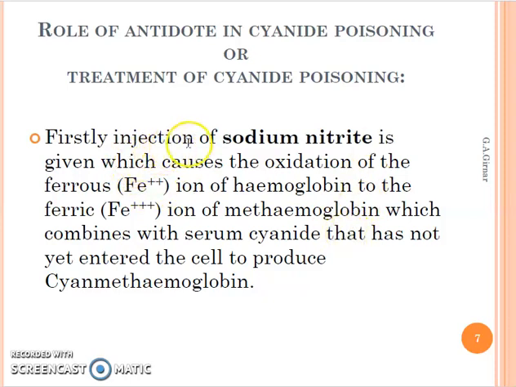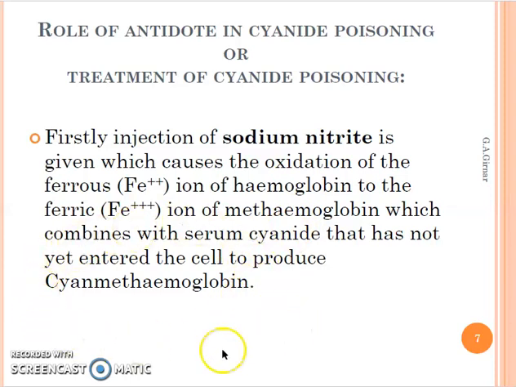In case of cyanide poisoning, first the injection of sodium nitrate is given to the patient, and after giving this injection, the sodium nitrate causes oxidation of the ferrous ions which are present in the hemoglobin. So the ferrous ions are converted into ferric ions and hemoglobin converts into methemoglobin. This methemoglobin reacts with the serum cyanide, the cyanide which is present in our body.